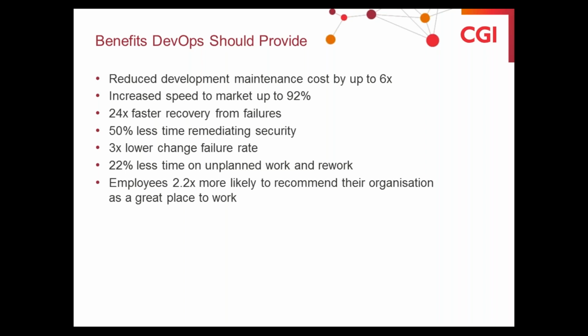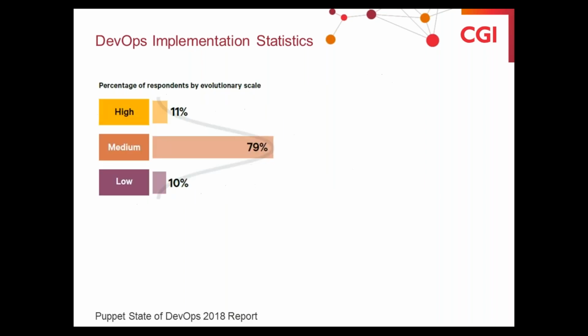And then employees are 2.2, it's a rather specific statistic, times more likely to recommend their organization as a great place to work. Certainly one of the things I've seen both in CGI and in other companies is that people working on DevOps projects are happier, they feel engaged. Developers and IT people, they're creative people. They want to make something that brings benefit to their end users, and seeing their enhancements go out, spending less time on unplanned work, seeing the benefits actually makes them a lot happier in their jobs.